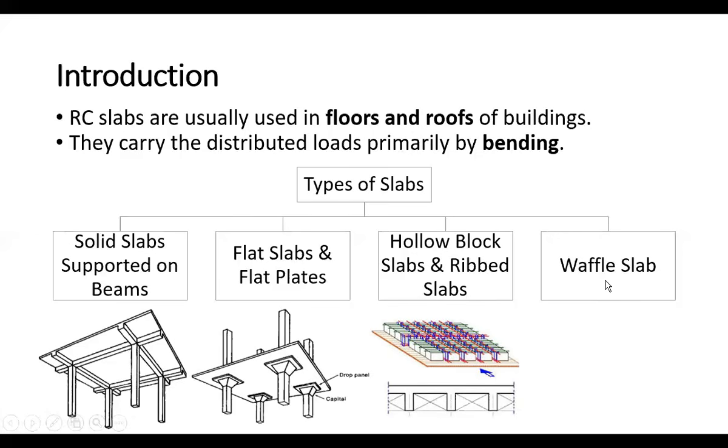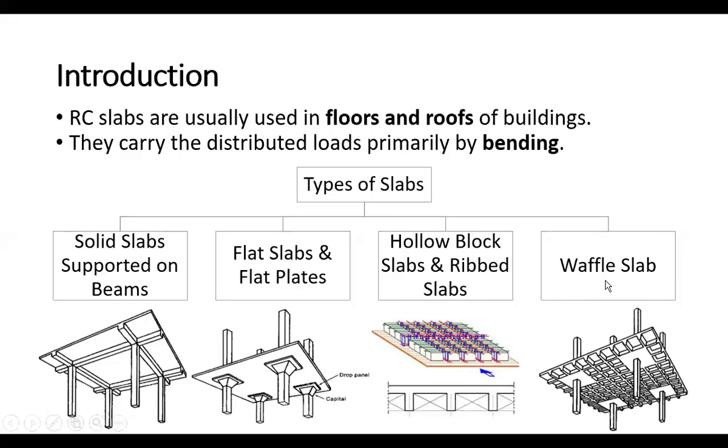The last type of slabs is called waffle slabs. The waffle slabs have some similarities to the ribbed slabs, but two-way, so it is similar to two-way ribbed slabs. And at the columns, because of the high shear stresses, you have some solid part. This will be able to resist the higher shear stresses around the column area.